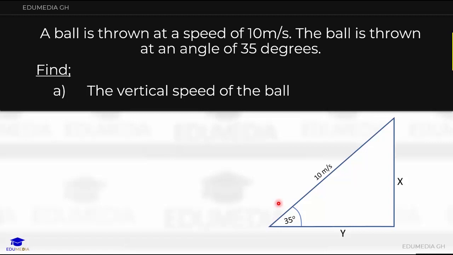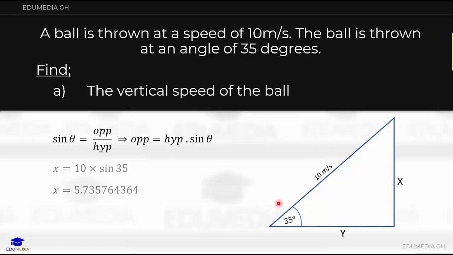We use the sine theta formula. So sine theta equals opposite divided by hypotenuse. You can go ahead and simplify this formula again by having opposite, since that's what we are looking for, that's x. Opposite equals hypotenuse times sine theta. Substituting each of these values there, you know that the opposite is x, then we have the hypotenuse, which is 10, and then the theta is 35 degrees.